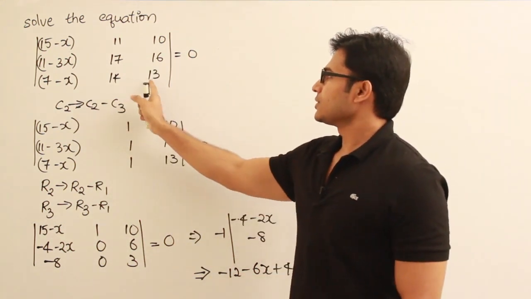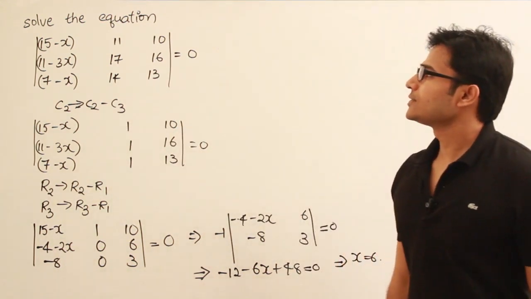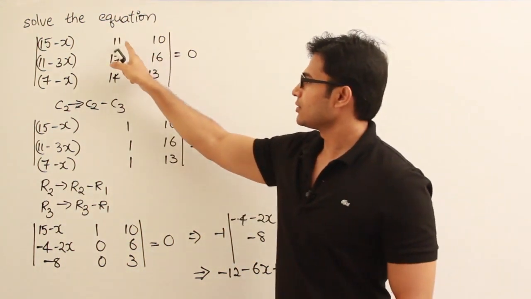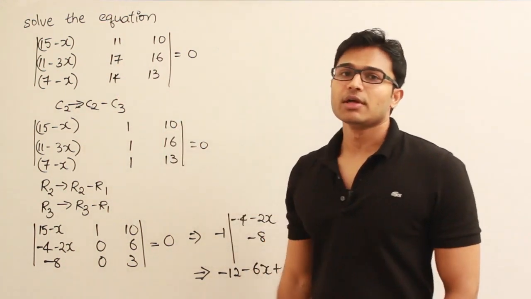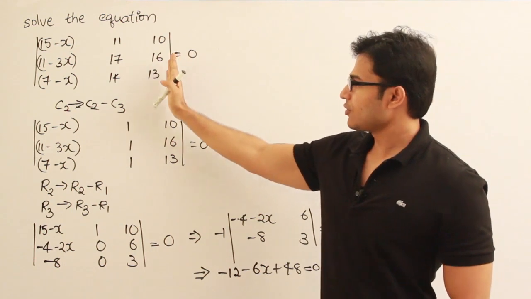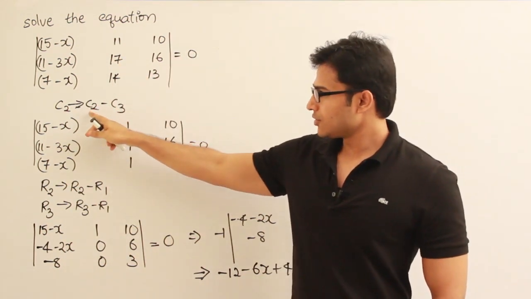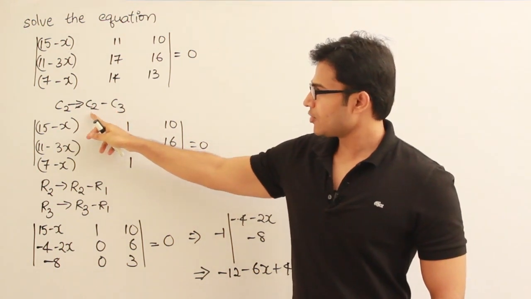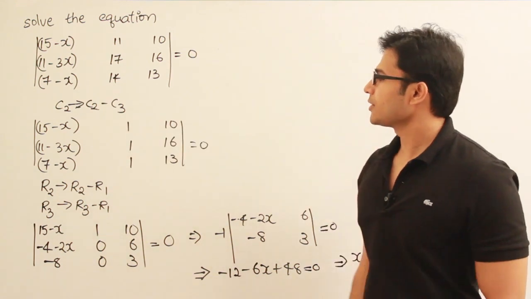Now if you see these two columns, the difference is actually 1, which means here it is 11, here it is 10, 17, 16, 14, 13. Therefore you could directly take this one column and subtract it from the other one, and you can write the result there. So I am taking column 3, subtracting it from column 2, and I am replacing it in the place of column 2. Here I got all ones, okay?